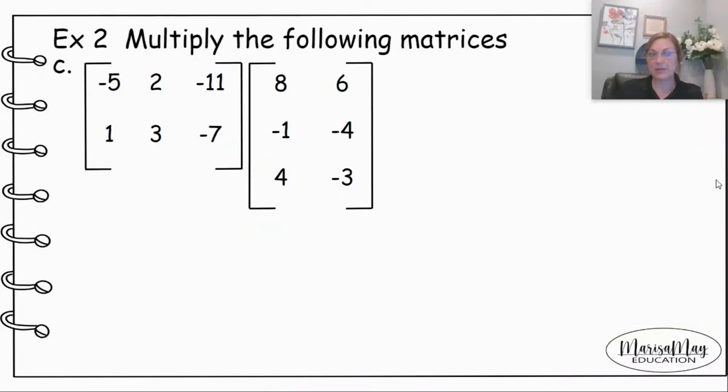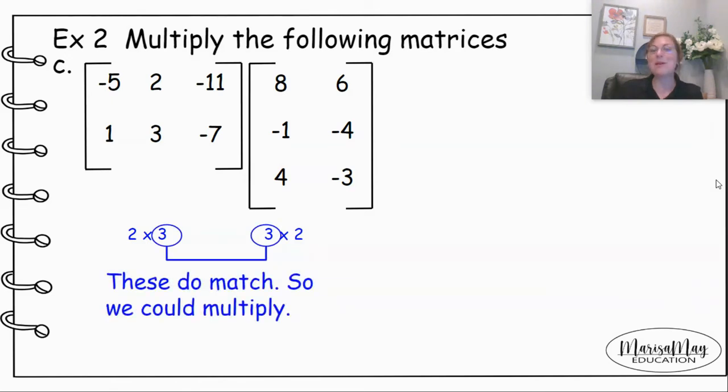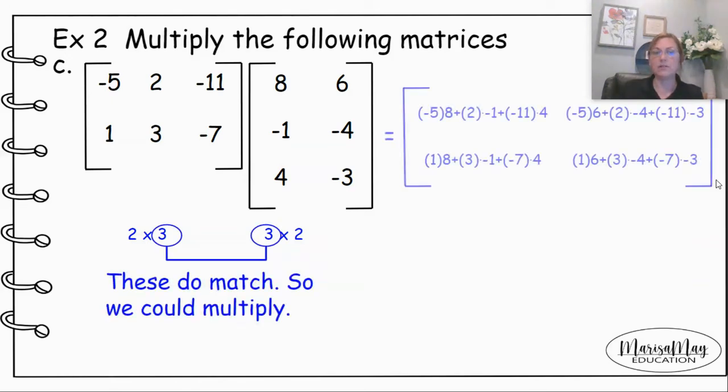Let's take a look at this one. I've got 2 rows, 3 columns. I've got 3 rows, 2 columns. This one we can multiply. So be very careful. You're going to multiply row 1 times column 1. That's how I got the negative 5 times 8, the 2 times negative 1, the negative 11 times 4.